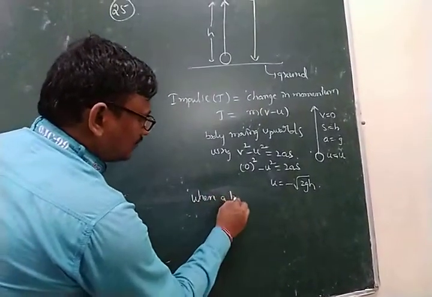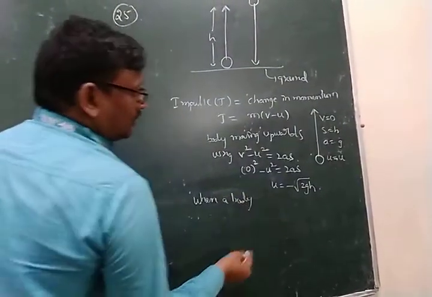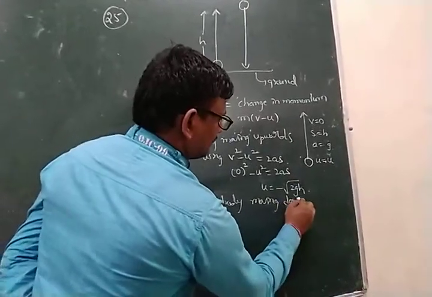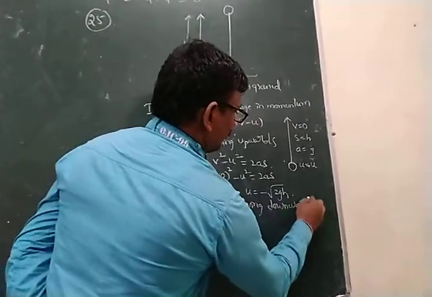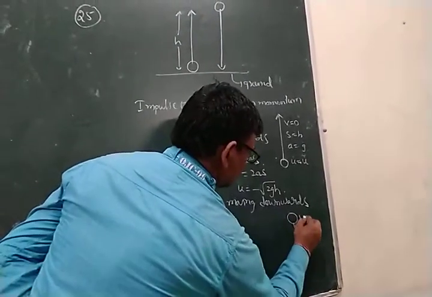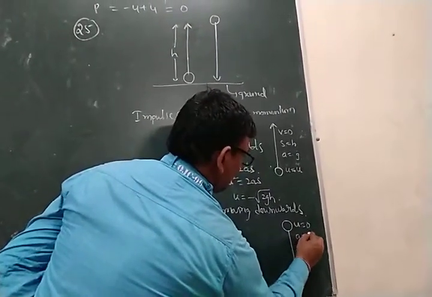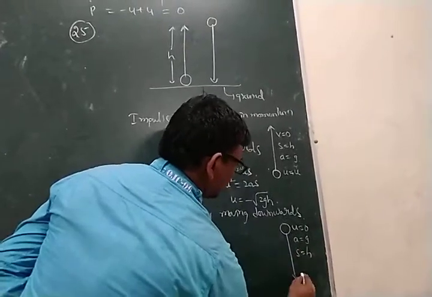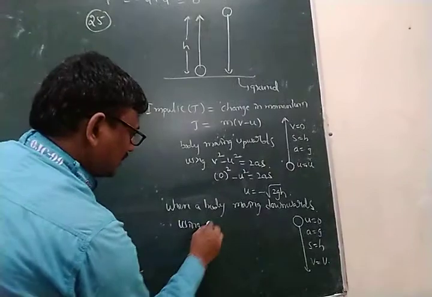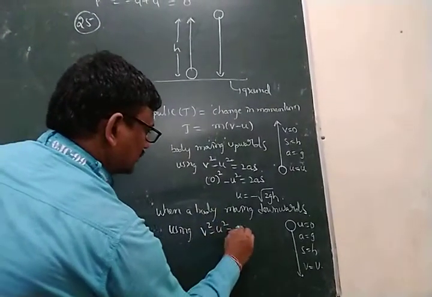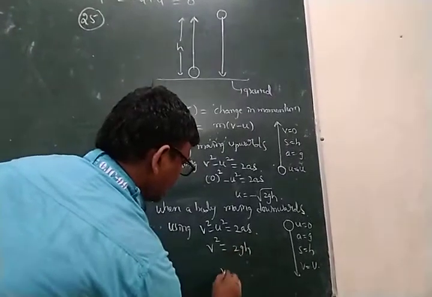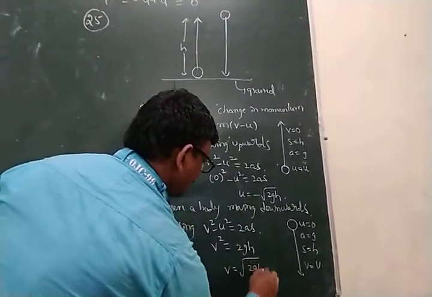Now when the body is moving downwards, the ball is moving downwards. Initial velocity U is equal to 0, A is equal to g, S is equal to h, and the final velocity is V. Using V square minus U square is equal to 2AS, V square is equal to 2gh, so V is equal to under root of 2gh.